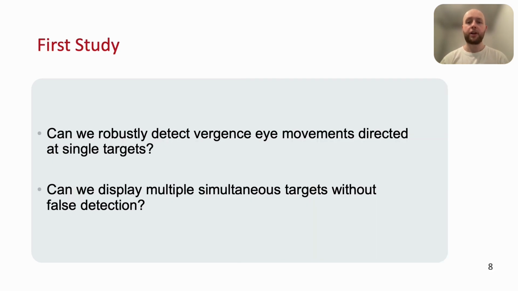So we conducted a VR user study to collect data on eye movements while following moving targets to validate the effectiveness and robustness of our technique in detecting attention. And we focused on two main research questions. First, can we robustly detect vergence eye movements directed at single targets? And two, can we display multiple simultaneous targets without false detection? And we also investigated the impact of cycle time, amplitude, target scaling, and other factors related to vergence matching on attention detection performance.